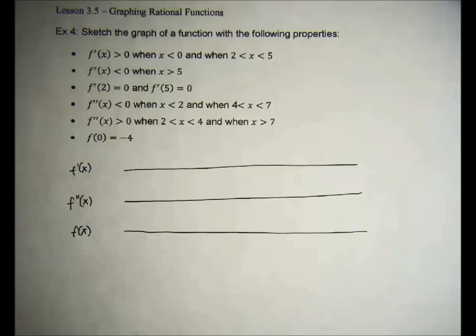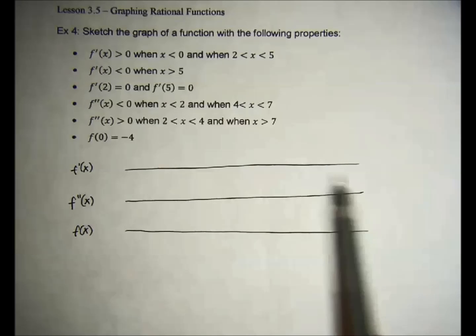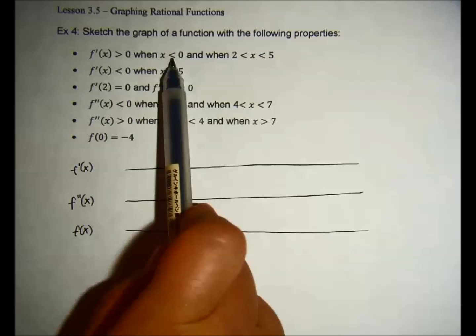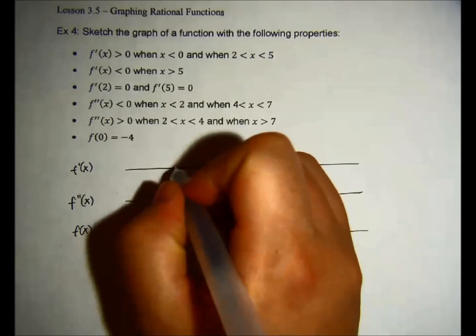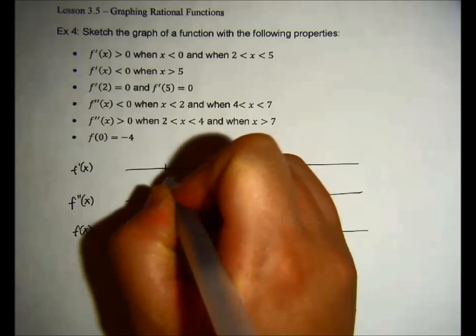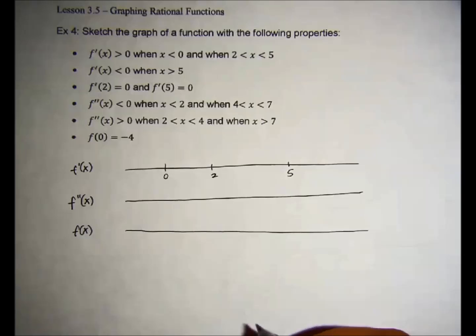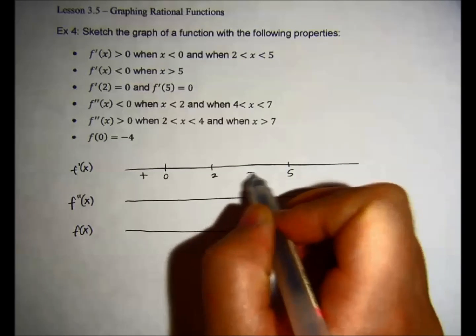So these are the three number lines that I'm going to have, our sort of interval table kind of deal. So here's my first one for the first derivative. So I see that the first derivative is going to be positive when x is less than 0 and when x is between 2 and 5. So I'm going to put 0 here, and then 2, and then 5. So I can say that it's going to be positive, and then positive.